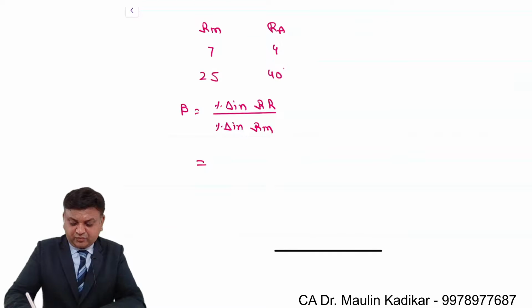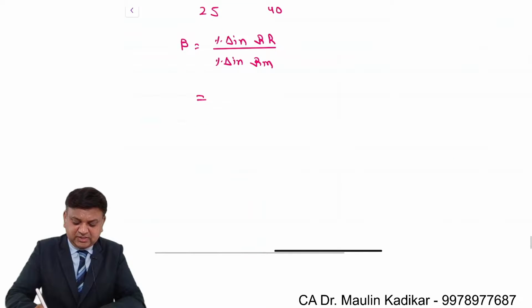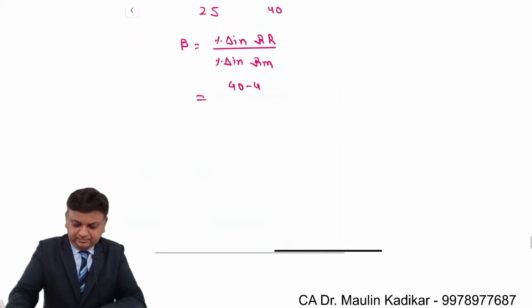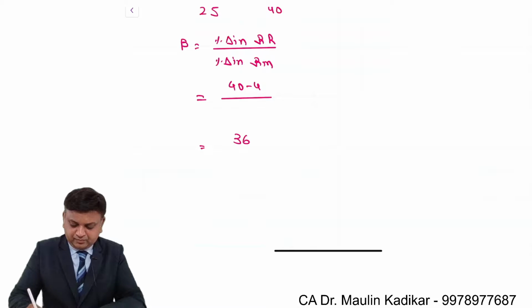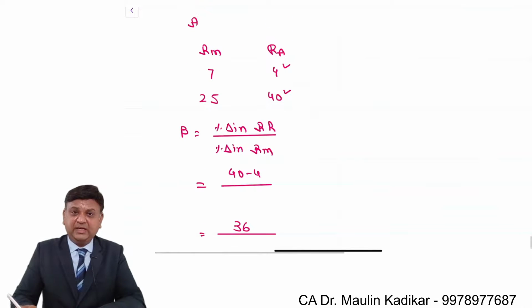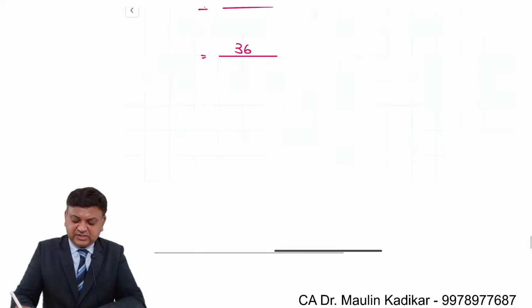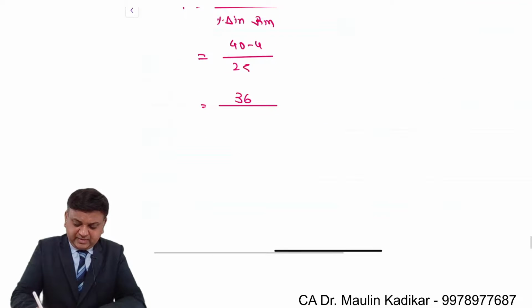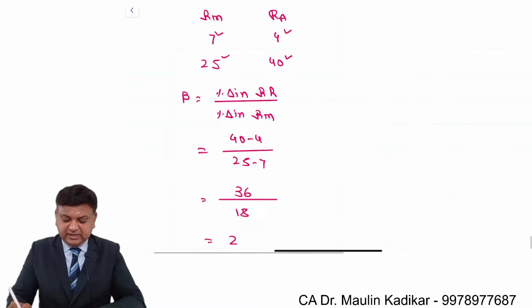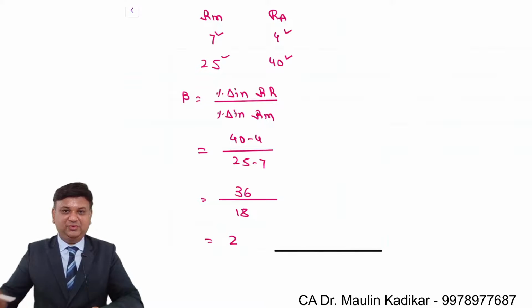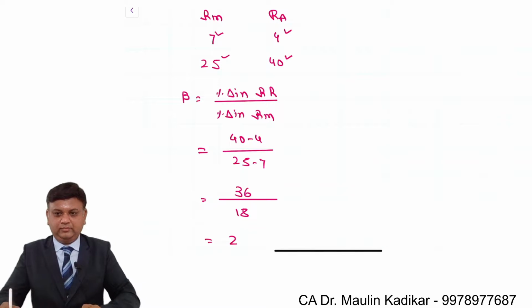The return increases to 40 from 4. So what is the change? The change is 36. So the return is changing by 36%. Return on the market portfolio increases from 7 to 25. So what is the change? The change is 18, that is 25 minus 7. This is the way we can compute the beta for security A. It is 2.